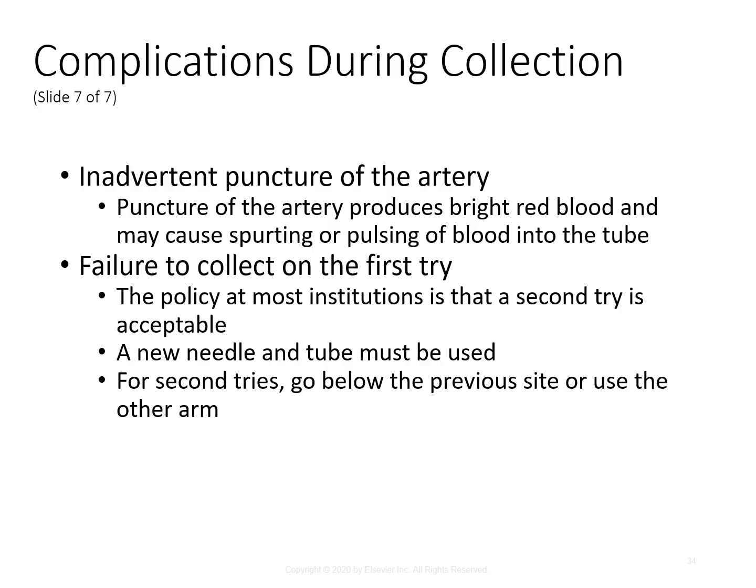Failure to collect on the first try. The policy at most institutions is that you are able to try twice if you were not successful the first time. After that second time, if you are still not successful in getting blood, then that's when you need to find another person to draw the blood for you. It's okay. It happens, but just let them know that you weren't able to get it. You tried twice, and someone else needs to go try. If you do try a second time, you need to make sure you have a new needle and tube. You do not want to reuse needles ever. And for second tries, you're going to want to go below the previous site or just try a different site completely. You don't want to use that same puncture location that you were just in.